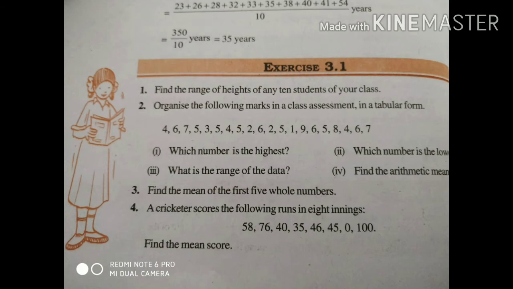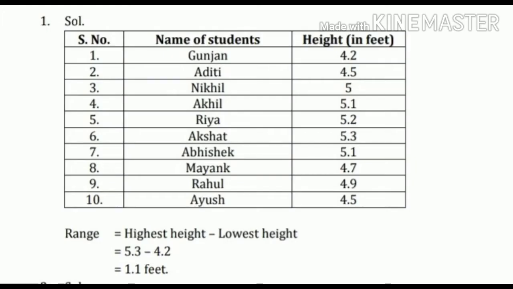Now let's begin with exercise 3.1. The first question says to find the range of heights of any 10 students of your class. So let us imagine that these are the names of students, and then I have found the range. What is the formula of range? Range is highest height minus the lowest height. Over here the highest height is 5.3 and the lowest height is 4.2. So the range will be equal to 1.1 feet.